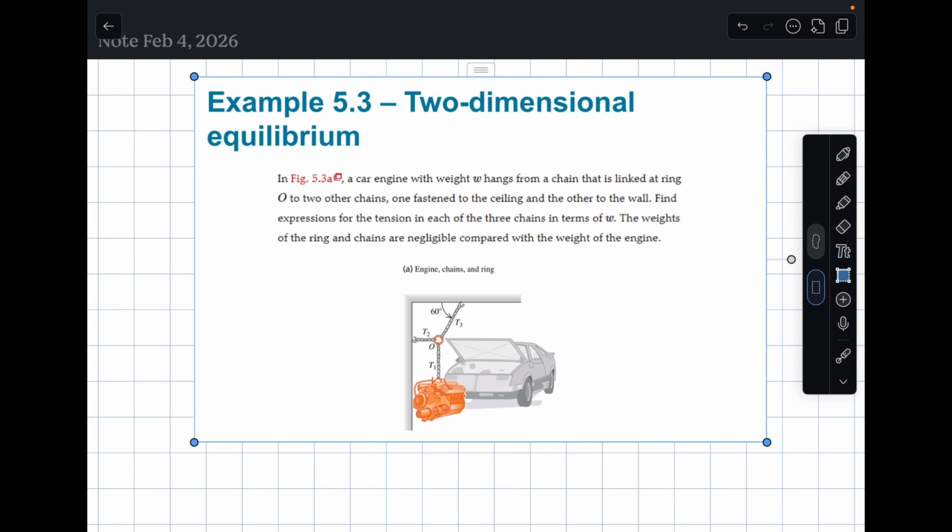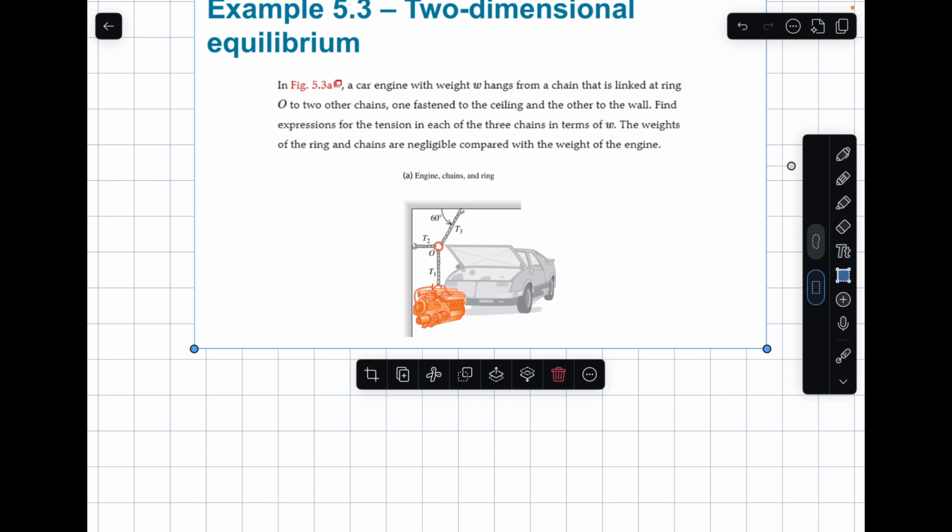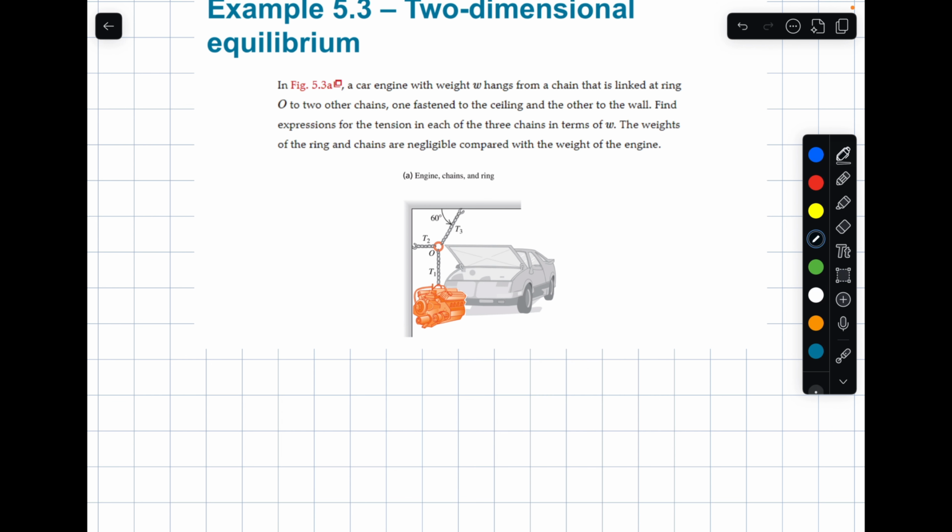So we have a car engine hanging from a chain, and it's linked with an O-ring, and then two ends of the chain are attached to corners or sides of a wall. What we want to do is find the expression for the tension in each of the three chains in terms of the weight. Okay, so we're going to solve for T1 in terms of weight, T2 in terms of weight, and T3 in terms of the weight of the car engine. And we're going to ignore the weights of the ring and the chains.